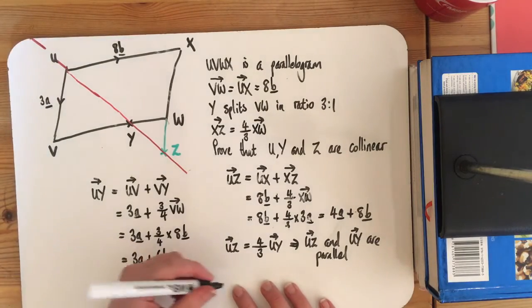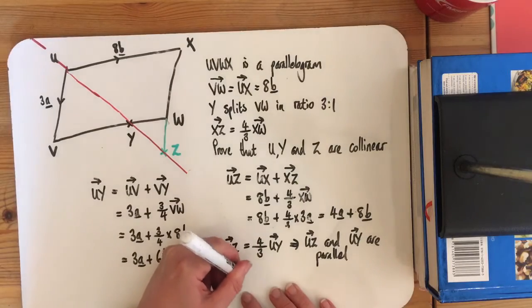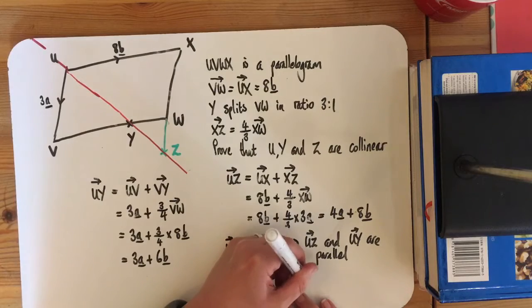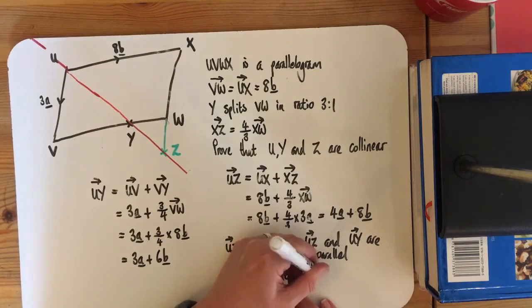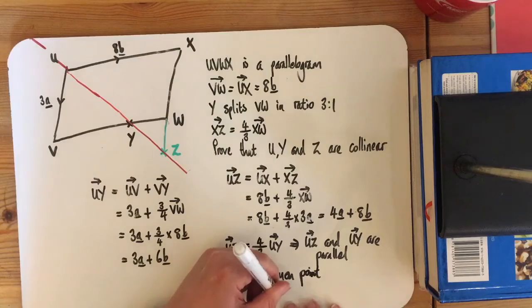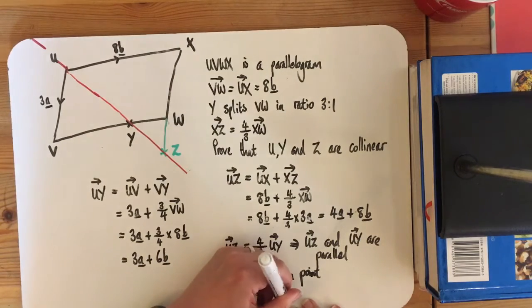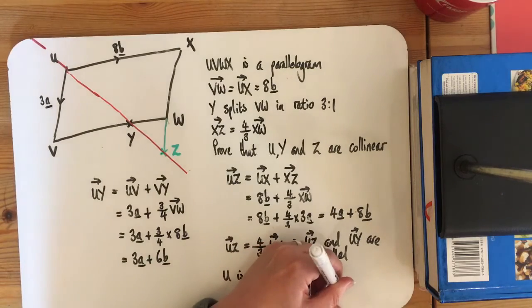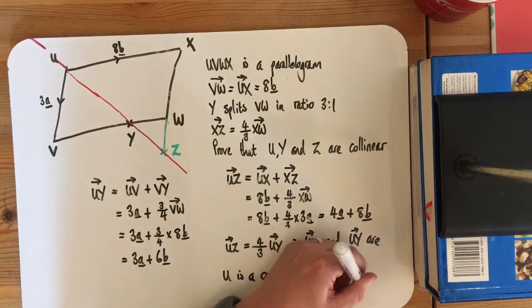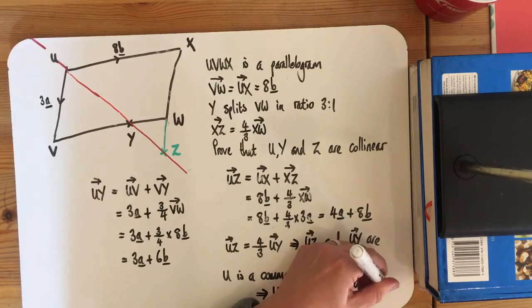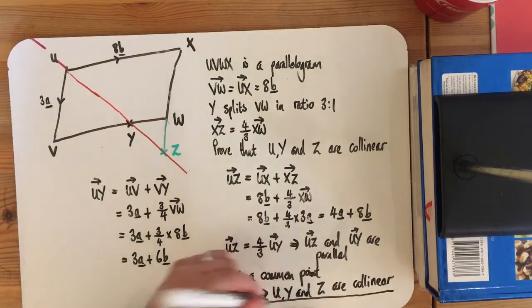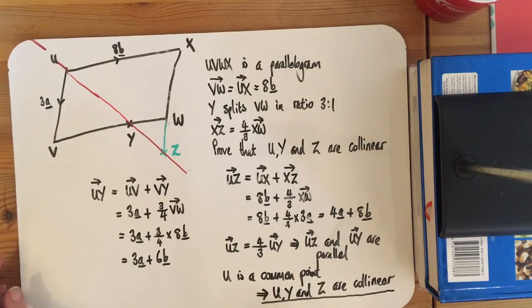So U is a common point, and so I think I might have said that wrong a minute ago. This implies that U, Y and Z are collinear. So two parallel vectors that share a common point are collinear vectors. So yeah, I hope that's clear.